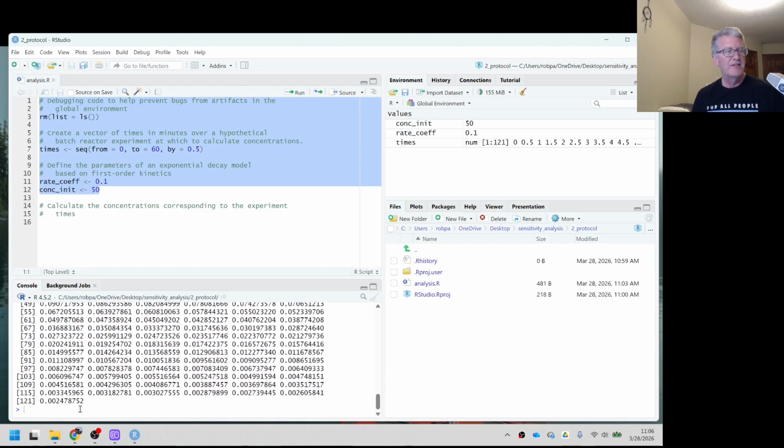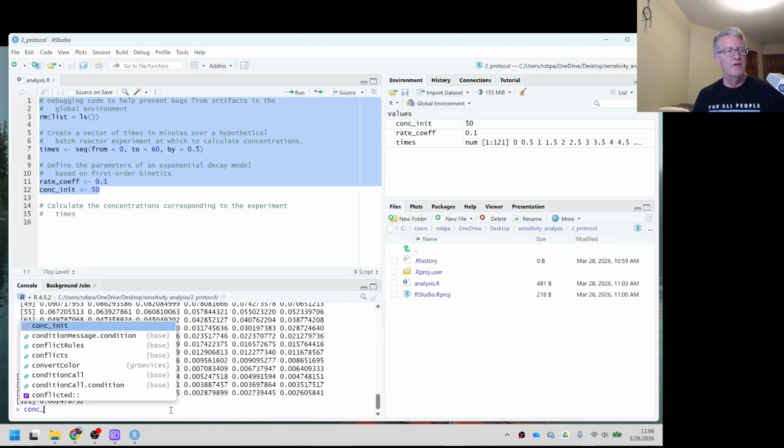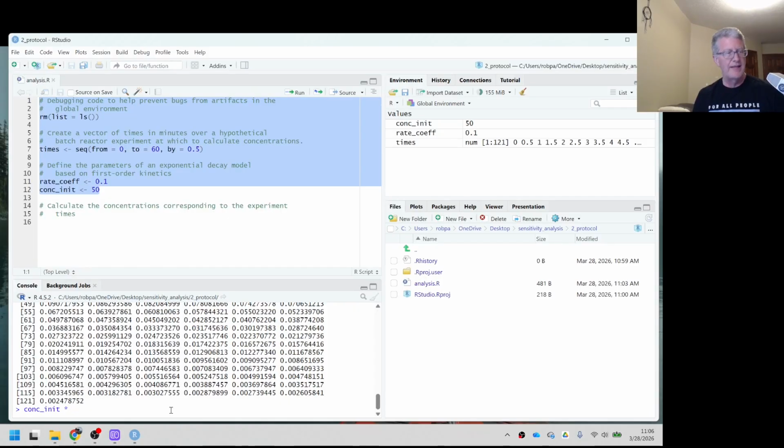The last step is to multiply that times our initial concentration. That's the exponential decay equation. So if I do a const init times that term, again, remember, the result of this is a vector of values, and const init is just one value. So again, it's going to recycle const init as many times as it needs to get to the number of elements in what comes back from this exp function.